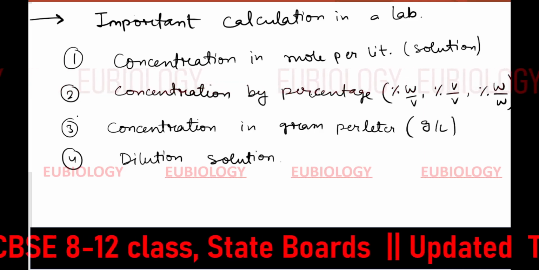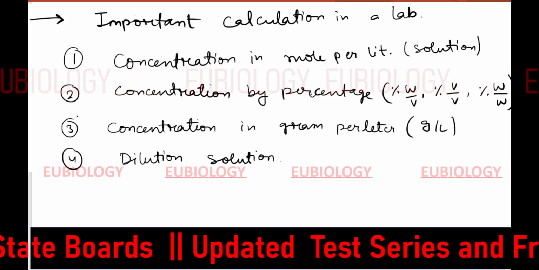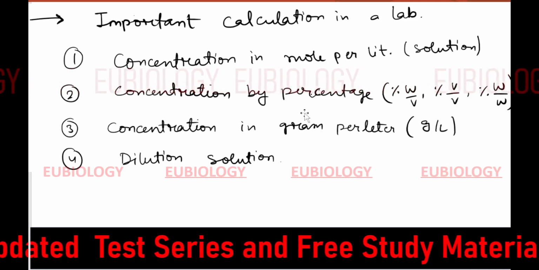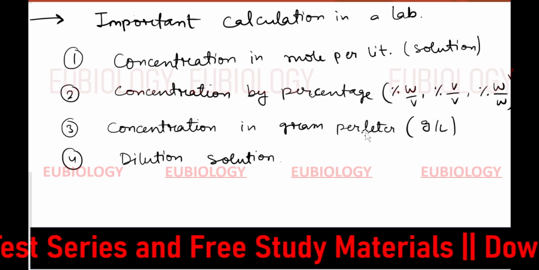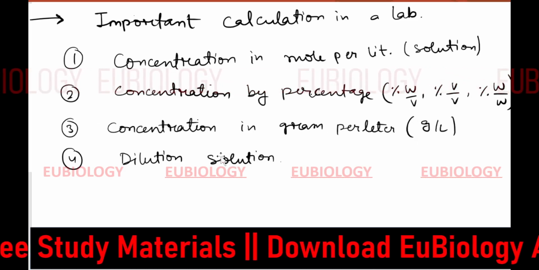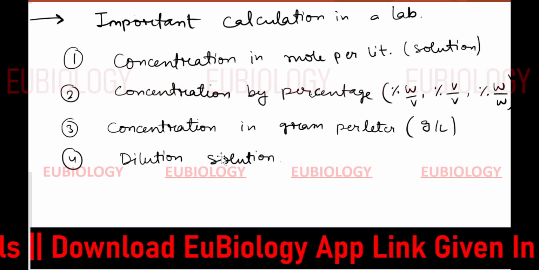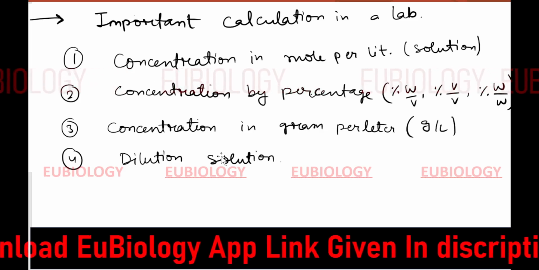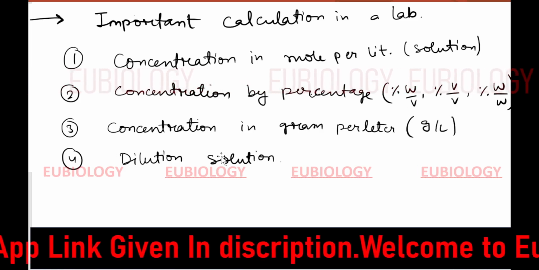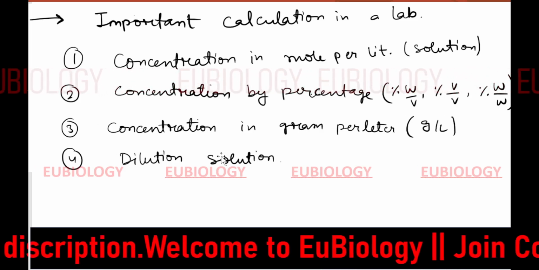So today we are going to read these points. First is concentration in mole per liter, which we have to understand. Concentration by percentage, we have to understand. Concentration in gram per liter is simple: gram per liter will be the concentration per liter. And dilutions, which is very important. Sometimes we will make a stock and then make working solutions, as in SDS-PAGE and western blotting and other things. So we have to understand how to make dilutions.